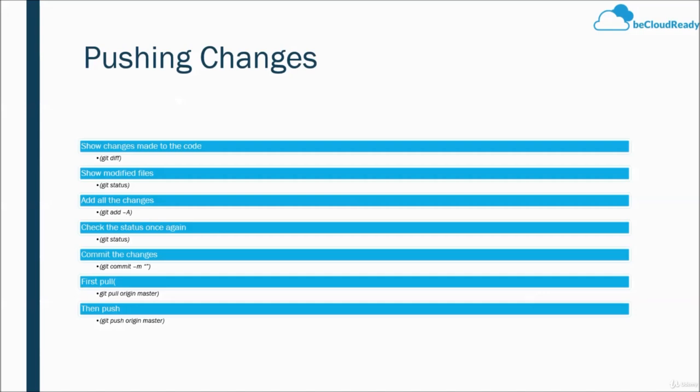This will commit the changes locally, but we still need to push these changes to our remote repository. Remember, before we push any changes, we need to pull the changes that have been made by other developers. After we have done that, we can push our changes with the command git push origin master. That is how you push changes to a remote repository.